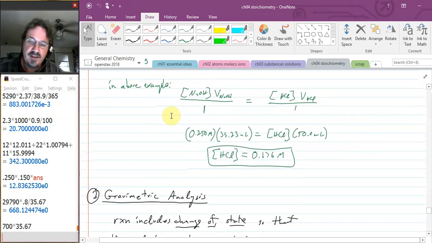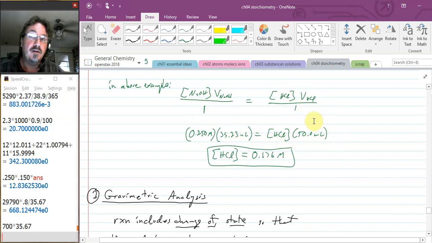So I've identified what it is. They told me the concentration of the sodium hydroxide, 0.250. They told me the volume, it was 35.23 milliliters. And I got the balanced reaction. I knew that was a 1. HCl, that's what I'm trying to figure out, so I just leave it. That's my unknown. That's my variable. That's my X, if you will. The volume, hey, I know I had 50 milliliters, and again, divided by 1.